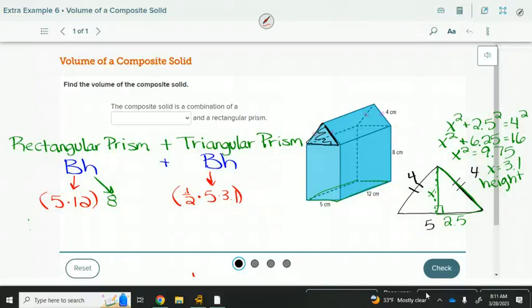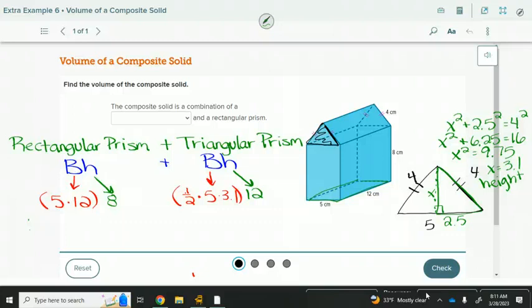Okay, now the height of the whole prism. So remember that this top prism is on its side. And so the height is actually the line that connects the two bases. It's on its side. Which number up there represents the height of this triangular prism? 12. It connects the bases. So in place of that, I'm going to put 12. Okay, now we got to put all these numbers together.